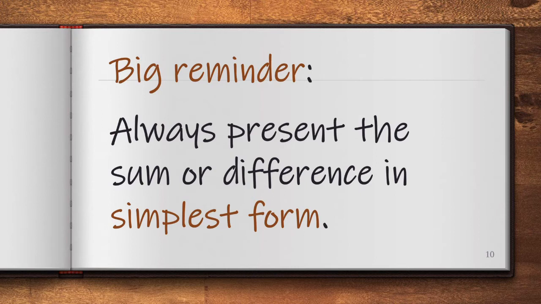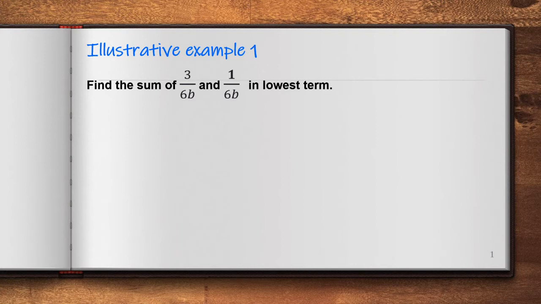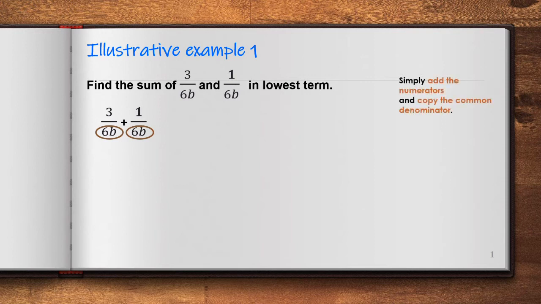Let us now have the examples of adding and subtracting rational algebraic expressions. The first one is find the sum of 3 over 6b and 1 over 6b in lowest term. Sum means addition. So we will add the two expressions. Let us check the denominators. Are they similar? Yes, they are similar. So simply add the numerators and copy the common denominator. So we copy 6b as the denominator of the sum.